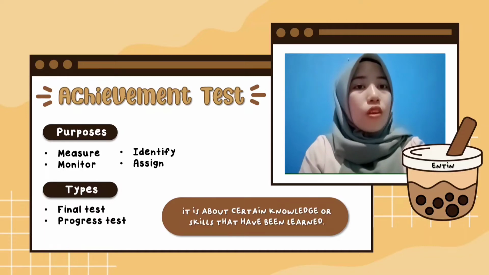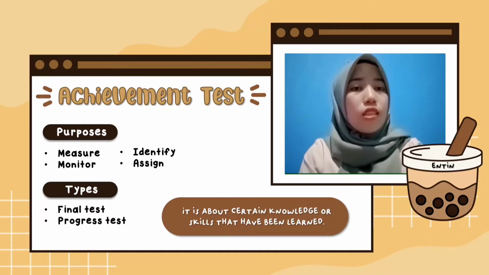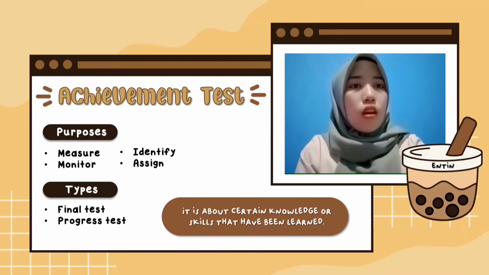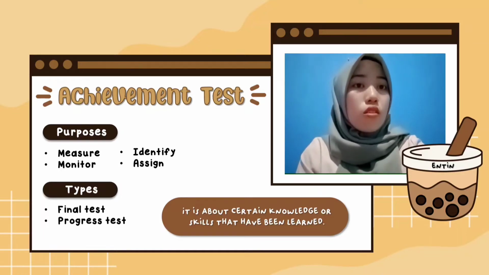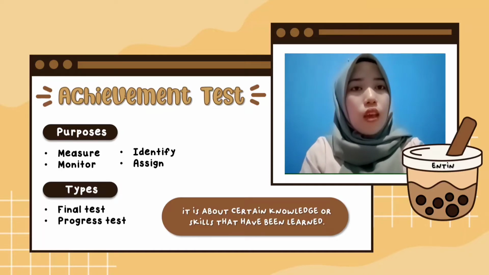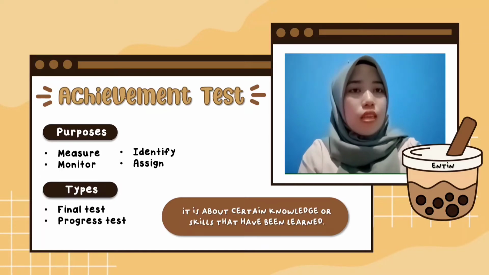And then progress achievement test. This test is designed to measure or know the level of progress that has been achieved by students. One way to measure progress is to administer a final achievement test and an increase in scores indicates progress.